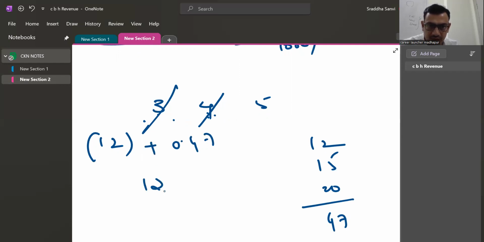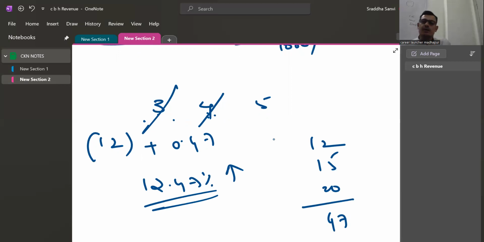0.47. Add 12.47% is the answer. This is the best technique of solving the question. You don't have to apply a lengthy method. This is the best technique of solving the question.